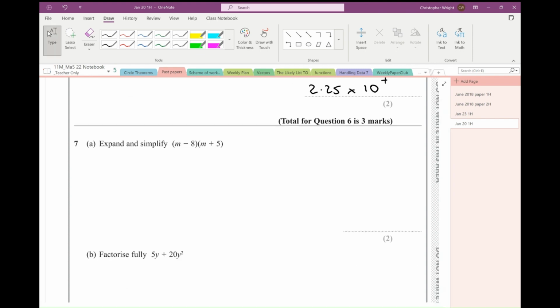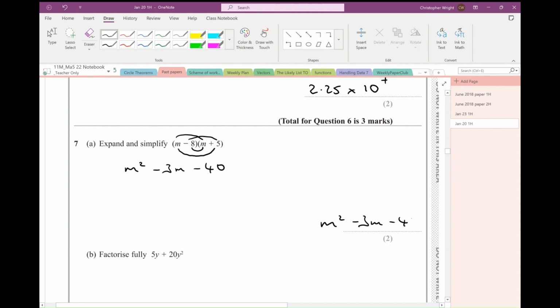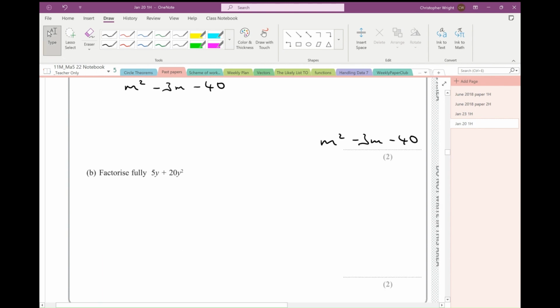Okay, question 7. Expand and simplify. Well, I'm going to have m squared, get minus 8m and plus 5m, so minus 3m, and minus 8 times plus 5 is minus 40. M squared minus 3m minus 40. Factorise fully. Well, I can take out a 5 and I can take out a y. Going to give me a 1 and 4y. 5y, lots of 1 plus 4y.